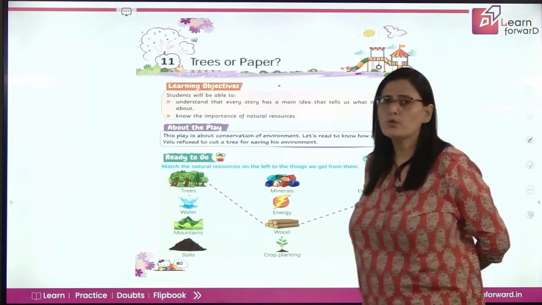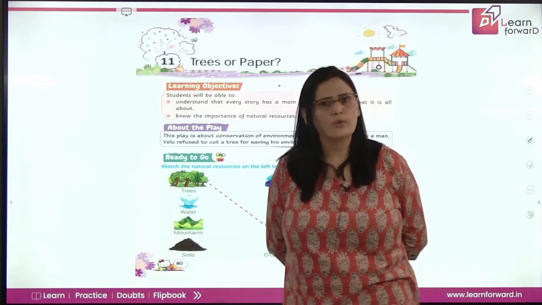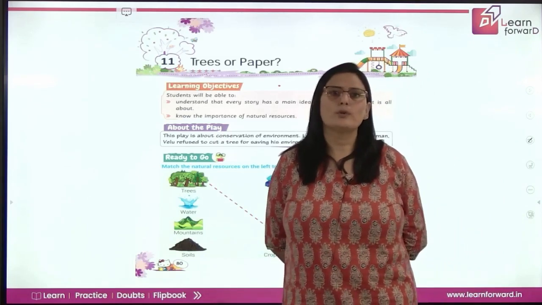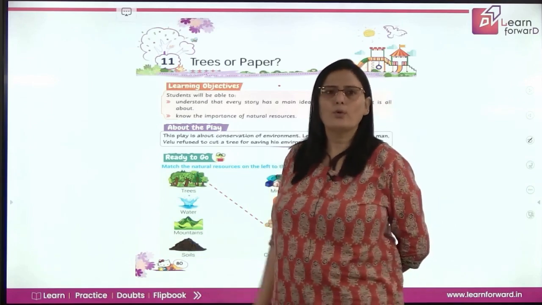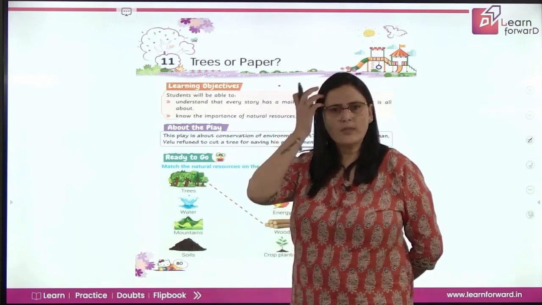You all know that we should take care of our environment. We should plant more trees. We should not cut trees. We should control the pollution, right? So this is again about the environment.